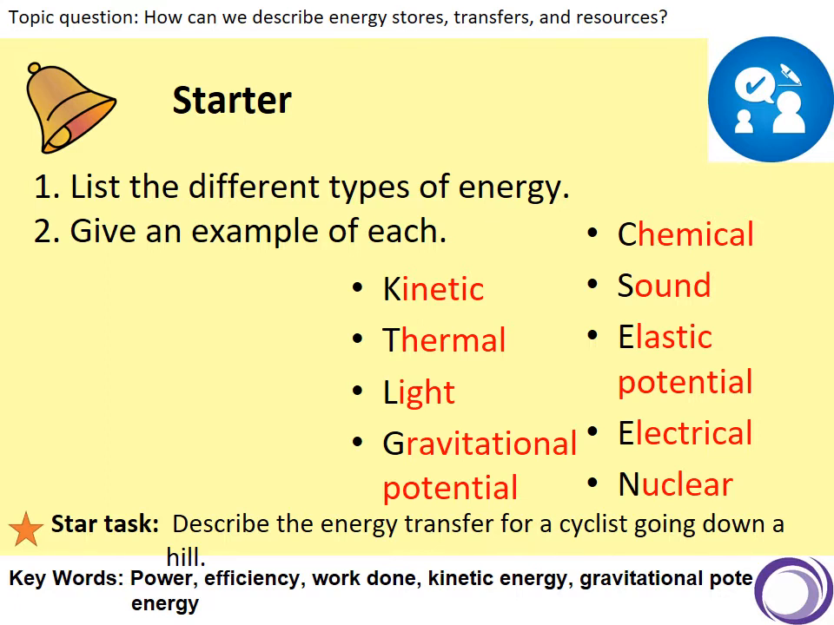Gravitational potential energy, anything that has a height has gravitational potential energy. So anything that's got a height above the ground, so for example, a rock over the cliff edge, or if you've got a skydiver in the sky at the time, they would have gravitational potential energy. Chemical energy, that would be, for example, a battery or your food, that would contain your chemical energy.